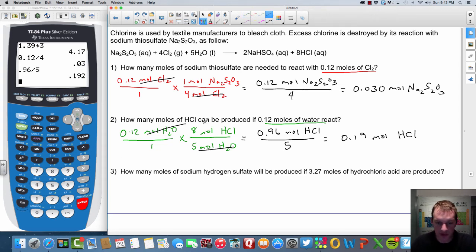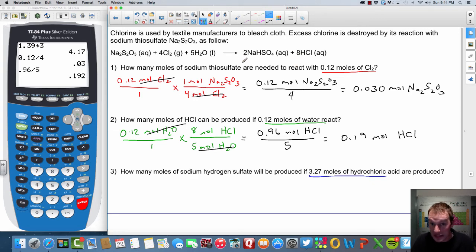How many moles of sodium hydrogen sulfate will be produced if 3.27 moles of hydrochloric acid are produced? Well, what's interesting about this one is that we have 3.27 moles of hydrochloric acid being produced right here, and we're trying to relate it to moles of sodium hydrogen sulfate being produced right here. Does it matter? No, because we know that there's an 8:2 mole ratio that exists between those two substances.